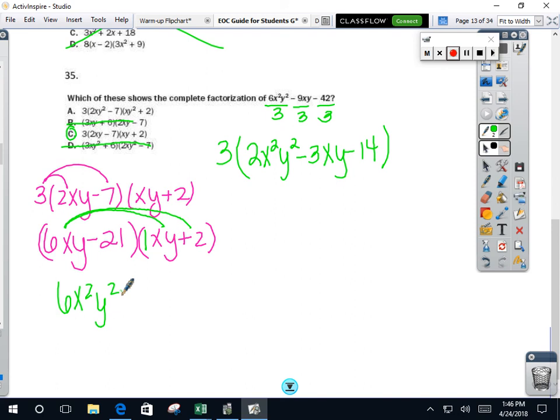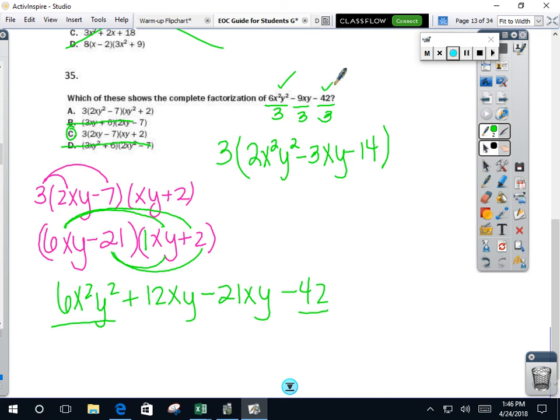6xy times 2 is 12xy. Negative 21 times xy is negative 21xy. And negative 21 times 2 is negative 42. So look, we got the 6x squared y squared, and we got the negative 42. And then aren't these 2 like terms because they both have an xy on them? So you can just combine the 12 minus 21, which is negative 9. So you would have had to have done that with A and C, and whichever one of those made the question would have been the right answer, and it was C. All right, number 36.